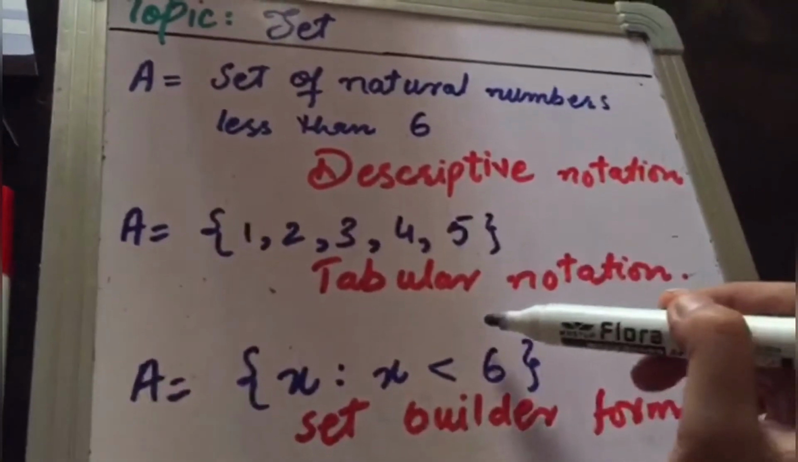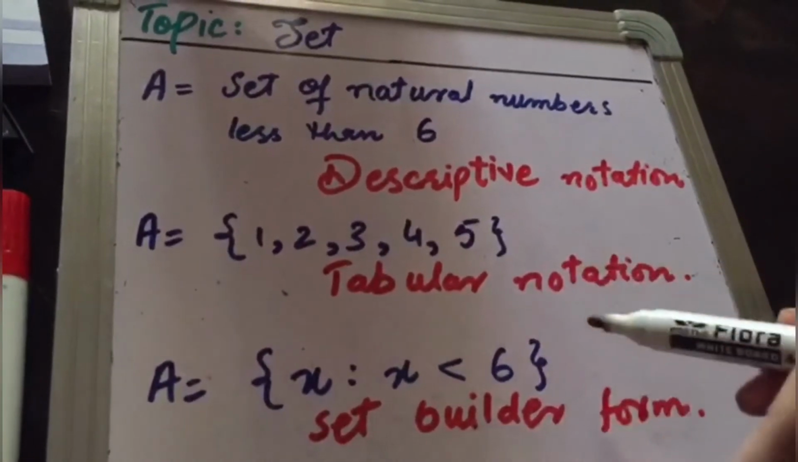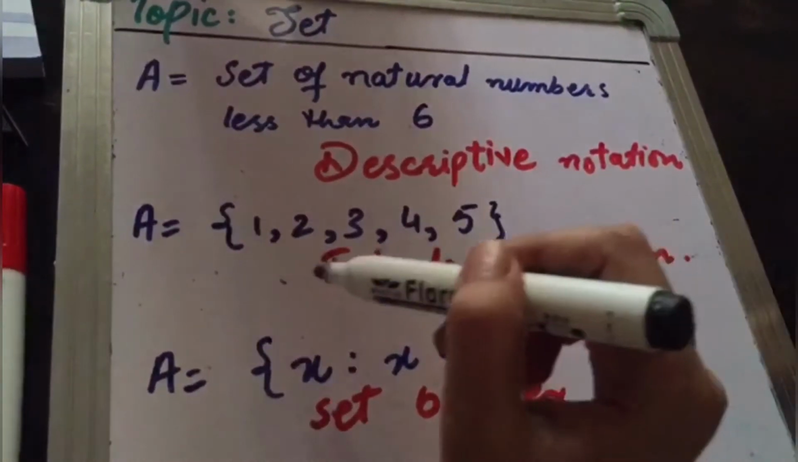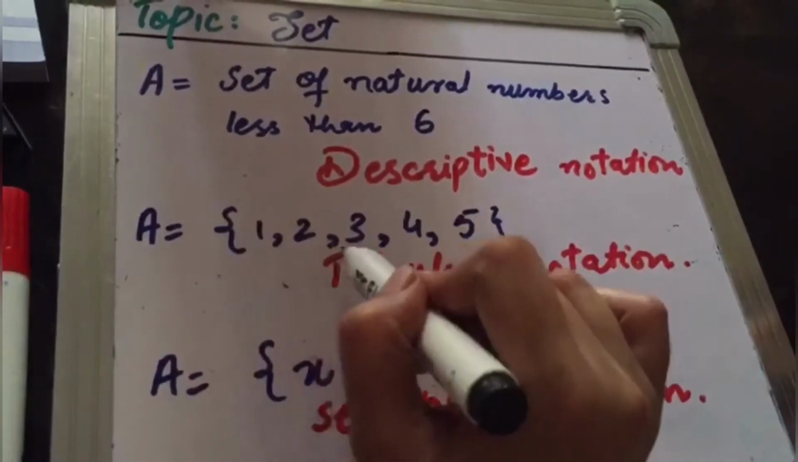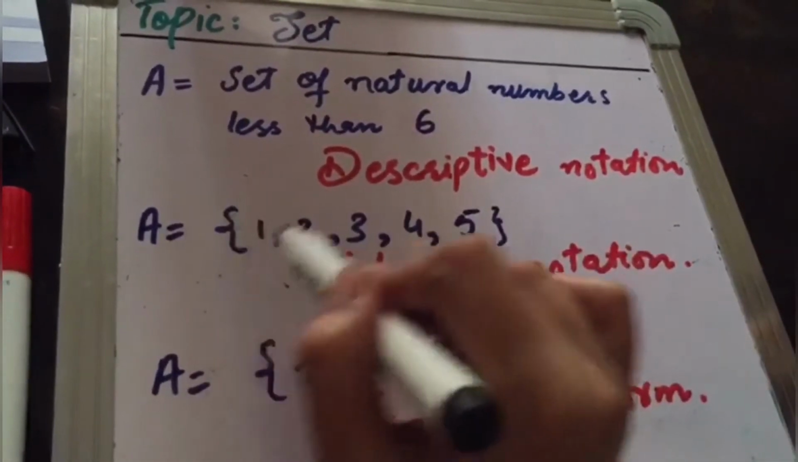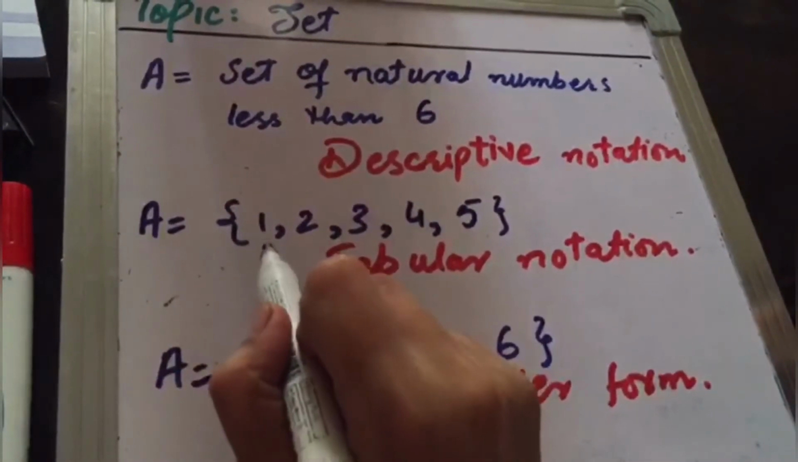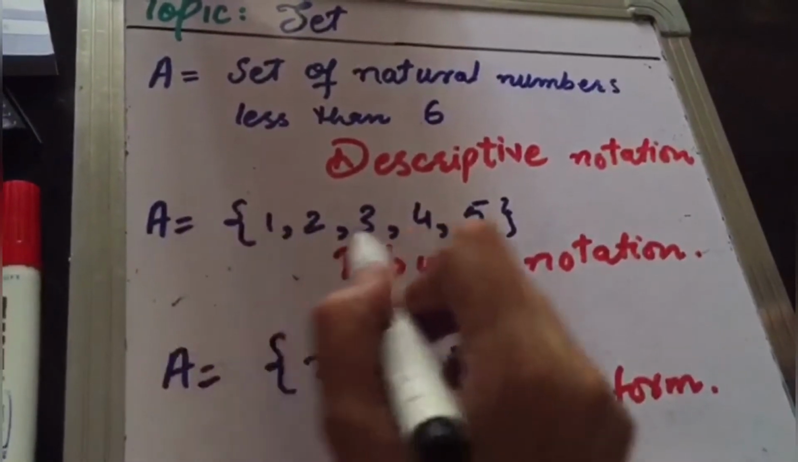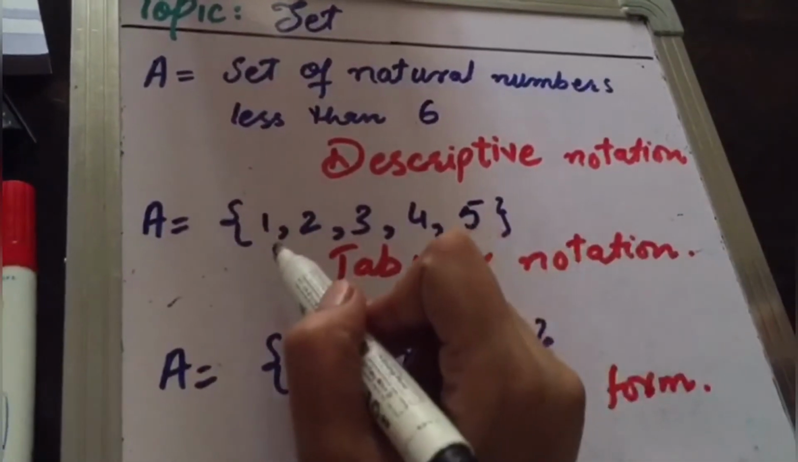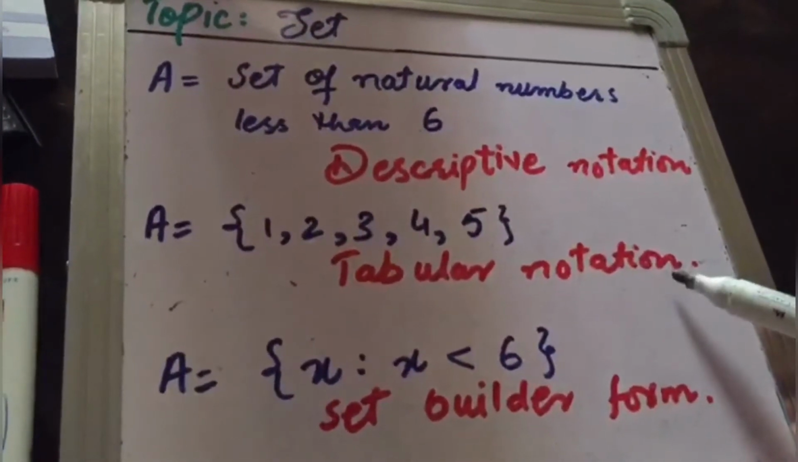Then there is a tabular notation. Tabular notation is also very easy. In this notation you just write the elements in the curly bracket, like A is equals to {1, 2, 3, 4, 5}. A is the name of this set whose elements are 1 2 3 4 5. This is called tabular form.